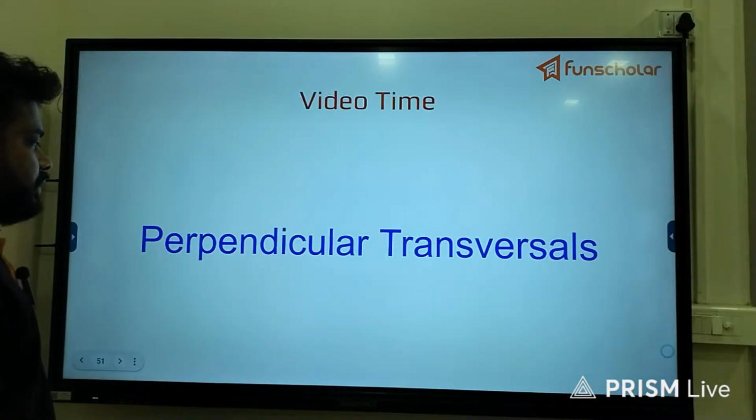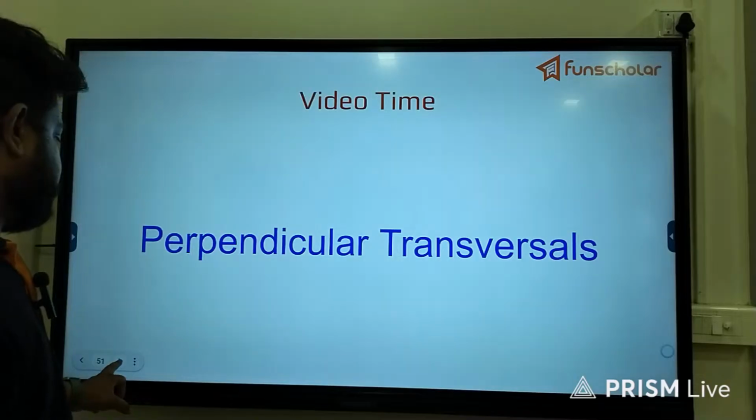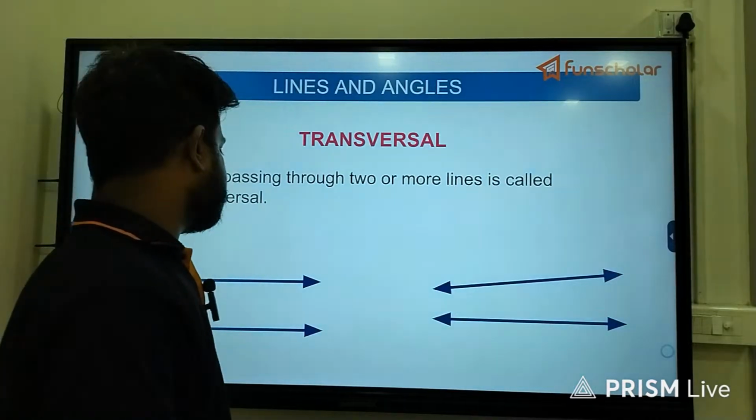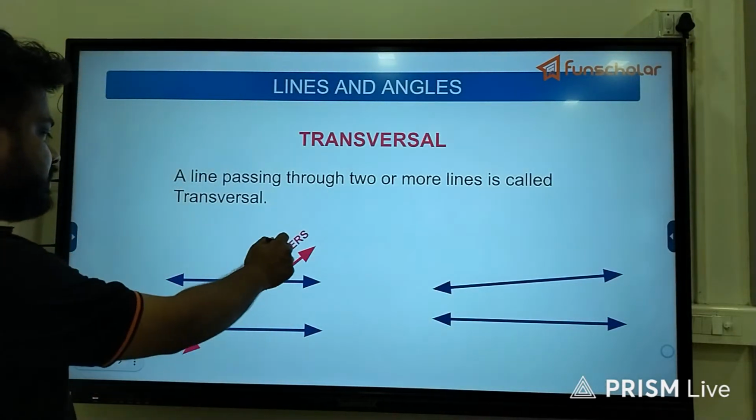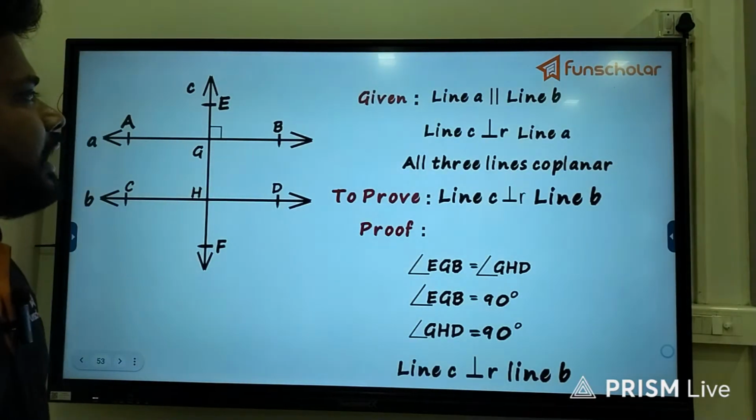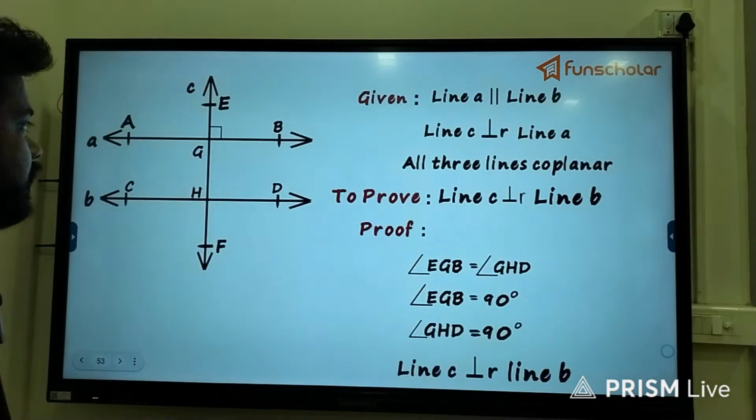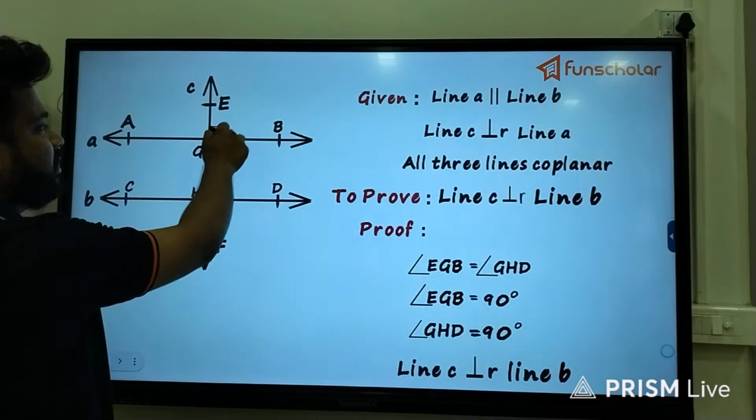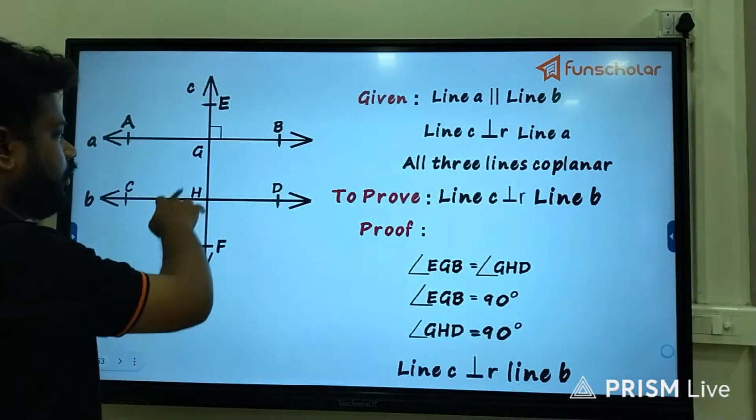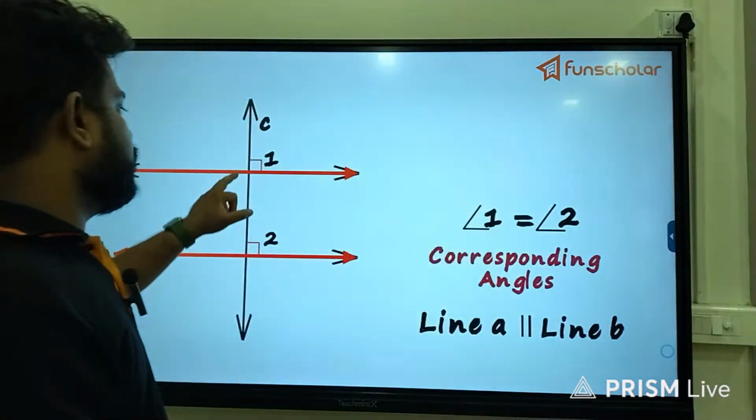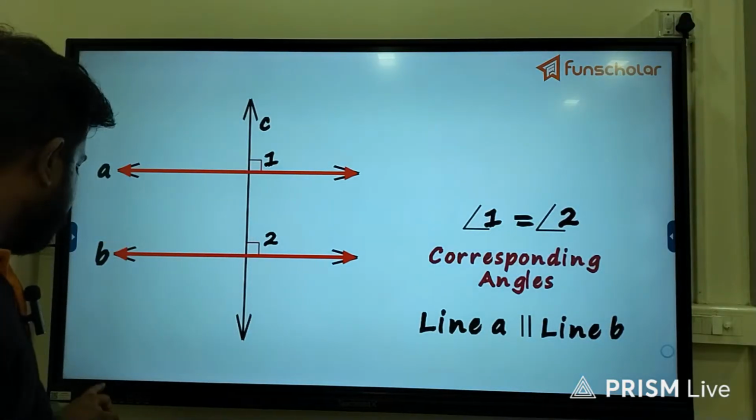Okay, let's go further. So, perpendicular transversal. A line passing through two or more lines is called a transversal. Like this is a transversal and also this is a transversal. And this one is the measurement theorem, or the proof of these lines. And corresponding angles will be angle 1 and angle 2.